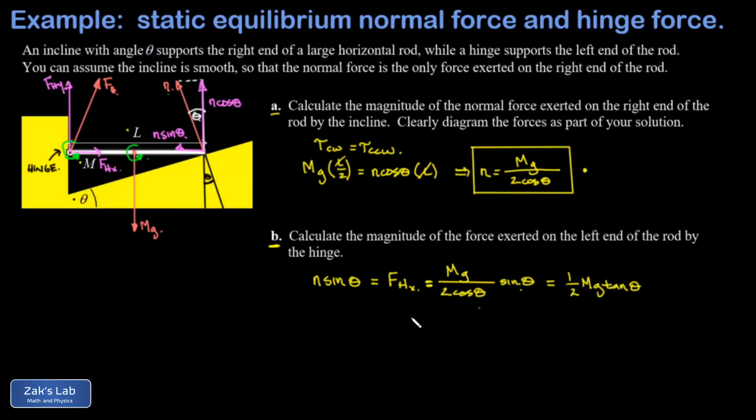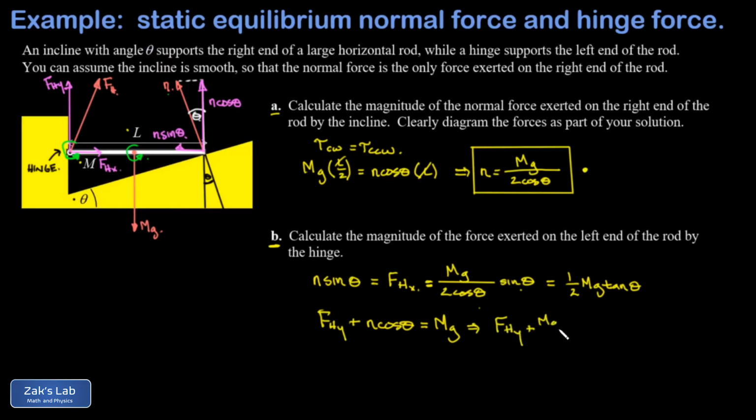Then I do a y analysis to figure out the y component of the hinge force. So all the forces pointing up on this rod better add up to the same thing as all the forces pointing down. So I have the hinge force in the y direction. I already established qualitatively, I know it points up. Plus the vertical component of my normal force, that's an n cosine theta, has got to be equal to mg pointing down. Well, if I look at n cosine theta, going back to the result from part A, that would be mg over 2, because the cosine thetas will cancel out.